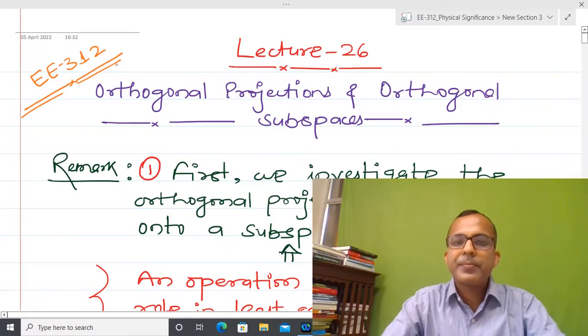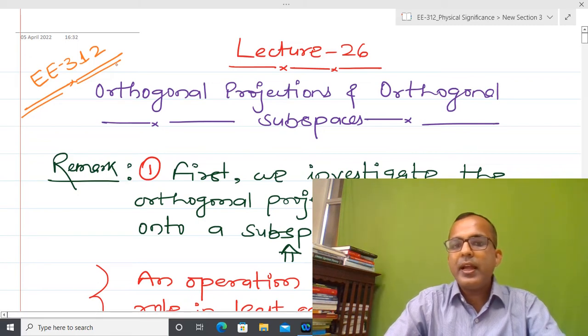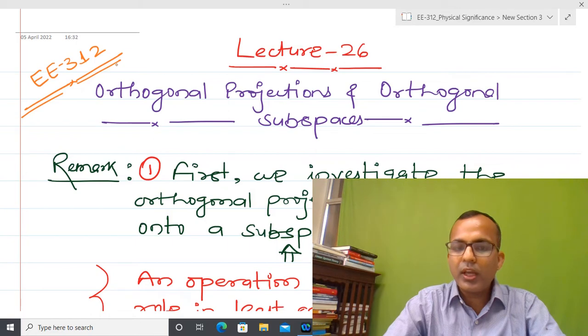So welcome back. In today's lecture, I am going to talk about orthogonal projections and orthogonal subspaces. In the previous class, we have already seen how to define orthogonal or orthonormal basis, and we have also been able to understand how to fix the coordinate system once I select the basis.